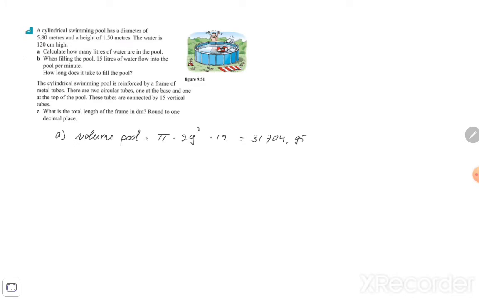31,704.95 liters. They do not ask you to round to the nearest integer or something like that, or to round to a decimal place, so I just do it in 2 decimal places. The answer is of course in cubic decimeters, but that's exactly the same as liters.